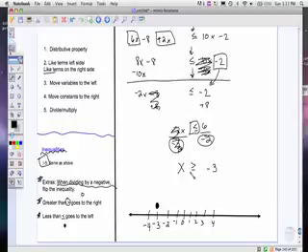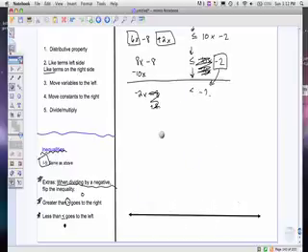Okay? Now, if we didn't happen to have this, then it would be an open dot. Greater than. So I'm looking for all the values that are greater than negative 3. Those all go to the right. Now, this will cover most of the rest of the page except for a few problems.